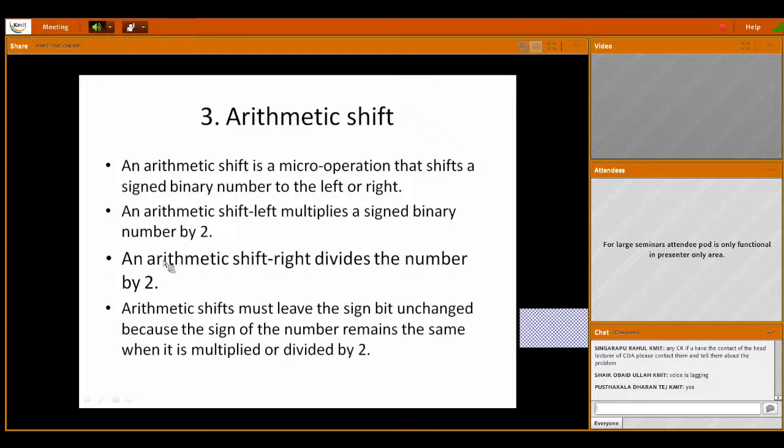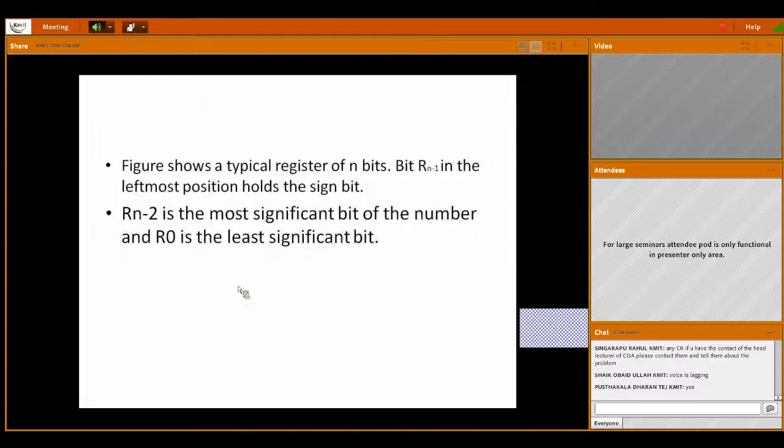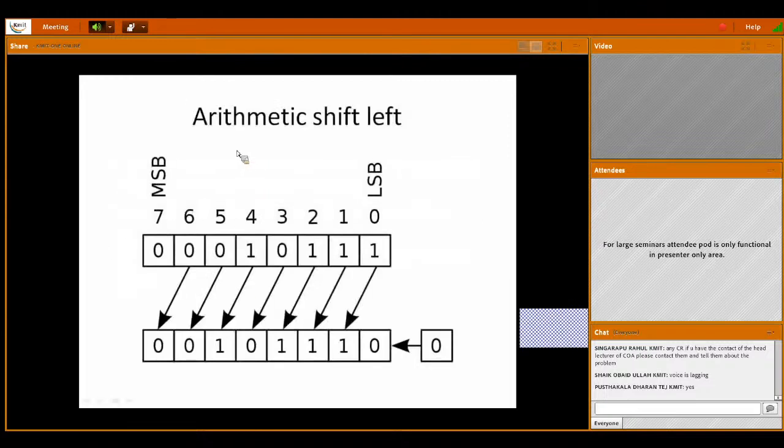Right? And the next one is arithmetic shift right. If the decimal value of R1 is 16, then when you perform an arithmetic shift right on the data, you will get a value of 8. How? 16 by 2, which is equal to 8. That is, an arithmetic shift right divides the number by 2. Now see one example. This is the example for arithmetic shift left.